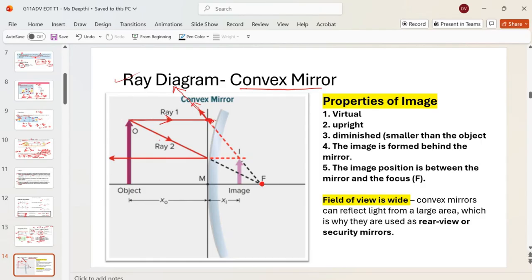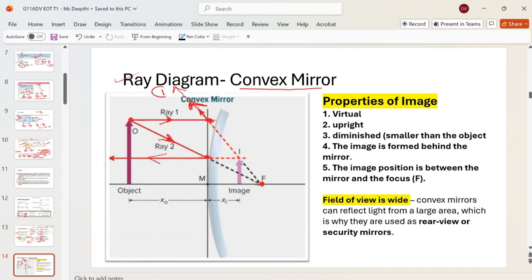Then the second ray, you have to keep the ruler on the object top and the focus. So keep a straight line from object to the focus and draw a straight line until the mirror only. Don't draw till the focus, just put dotted lines till the focus. What happens to the line that is coming towards the focus? It will be going straight back. So that's the reflected ray. So first ray is reflected in this direction.